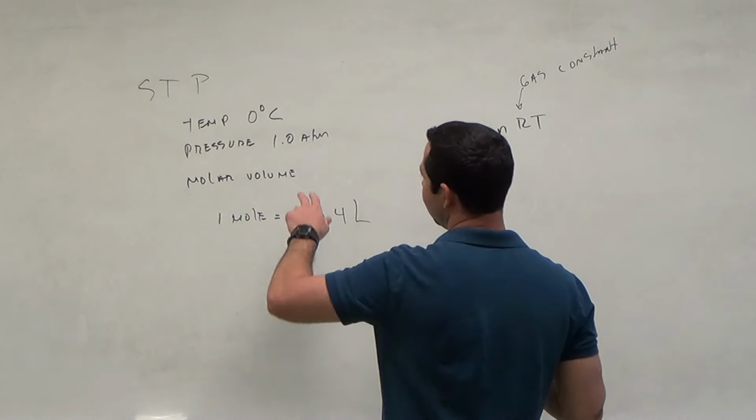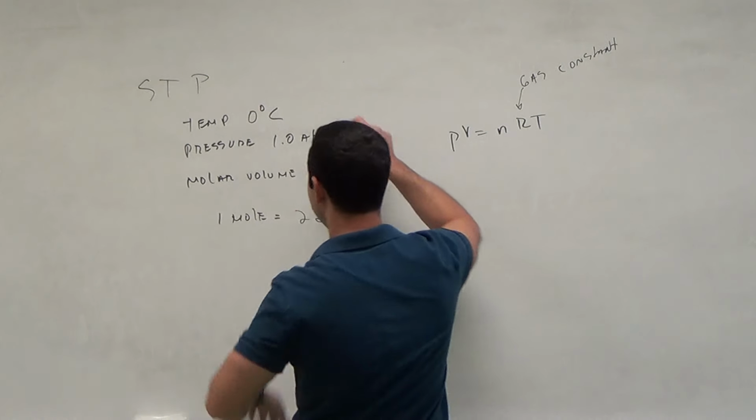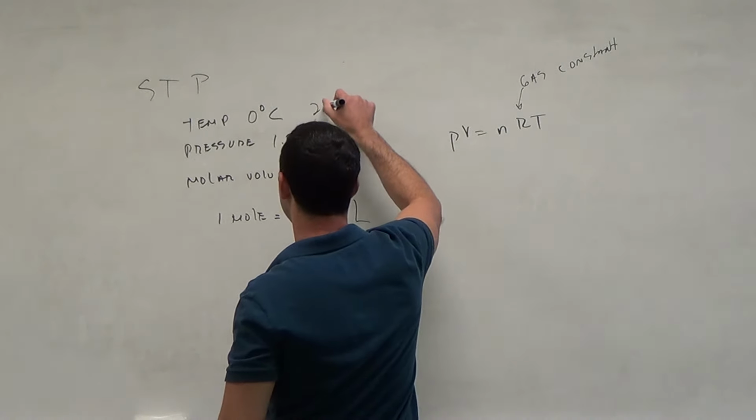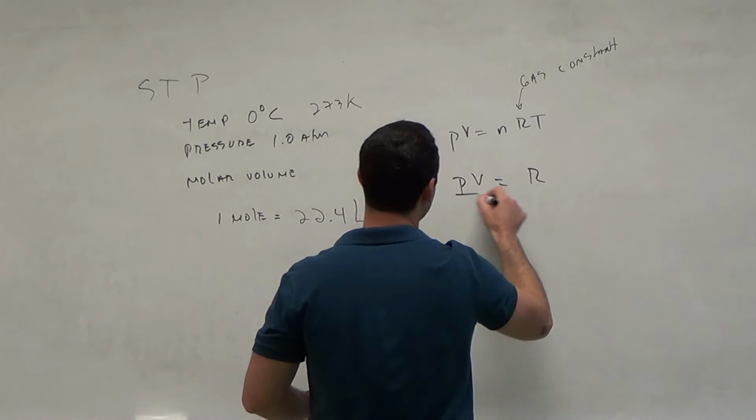No, it can't be 0, because this temperature you have to change to Kelvin. Right? So this is 273 Kelvin. So if I solve for this, because we don't have a lot of time, okay?